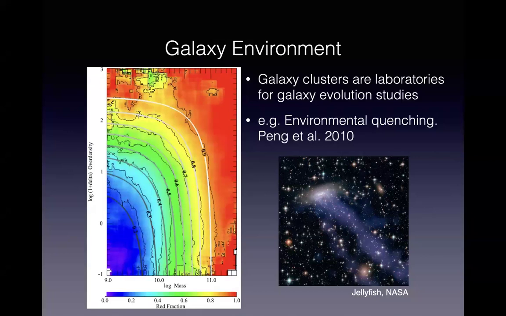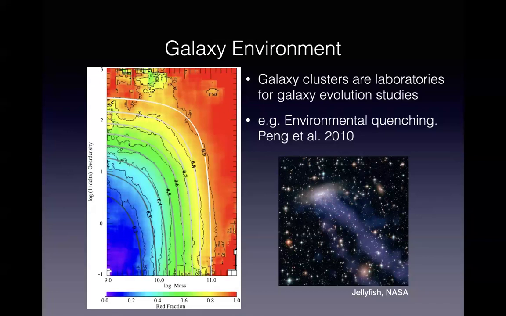This is a plot from Peng from, I think, 2010. You can see on the bottom here, galaxy mass. So very massive galaxies tend to be red, tend to be quenched, don't form any new stars, but also galaxies that are in clusters. So this is local galaxy density here. The most dense regions are up here.